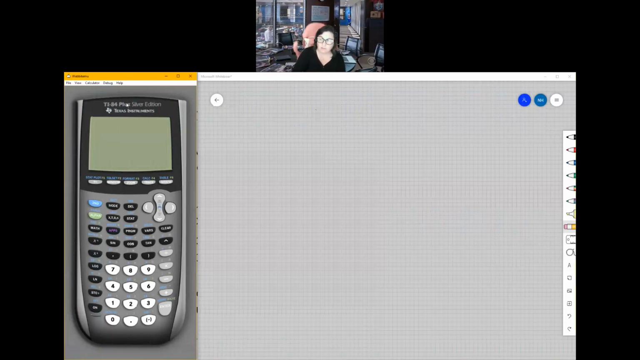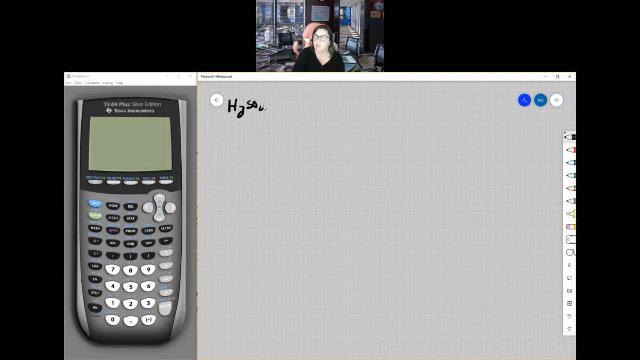Sulfuric acid is H2SO4, and I know that because sulfate is SO4 2 minus. So if I have SO4 2 minus, I have to have 2 protons on that, so that's sulfuric acid. Awesome. Reacts with sodium hydroxide, and that gives me sodium sulfate and water.